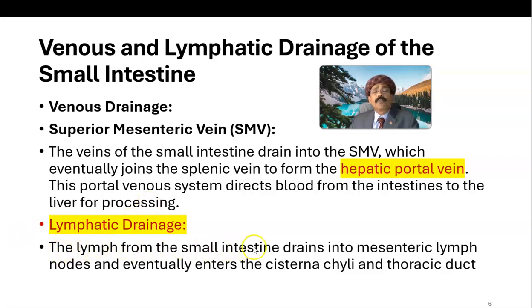Lymphatic drainage: the lymph from the small intestine drains into mesenteric lymph nodes, eventually enters the cisterna chyli and thoracic duct. And we know that the thoracic duct enters the thorax through the aortic opening of the diaphragm, passes through the posterior mediastinum, superior mediastinum to the root of the neck on the left side. It crosses from the posterior mediastinum to the superior mediastinum around the level of T4, T5, but the thoracic duct eventually opens at the junction between the left internal jugular vein and left subclavian vein.